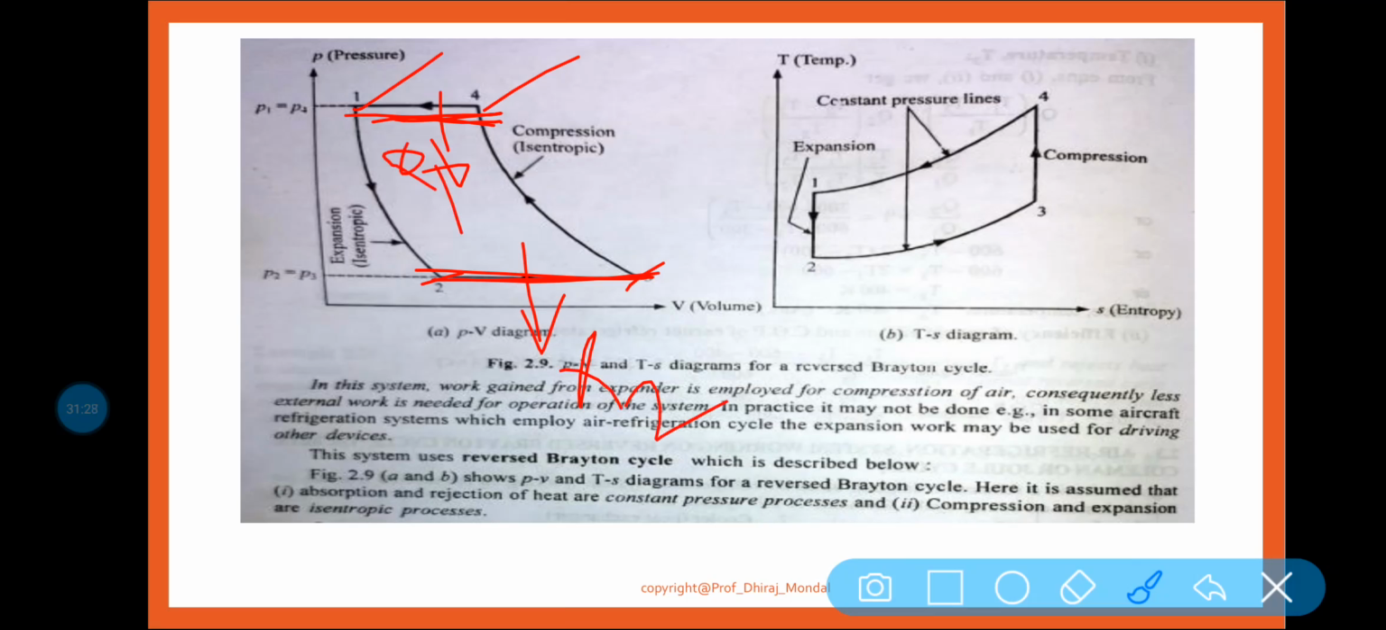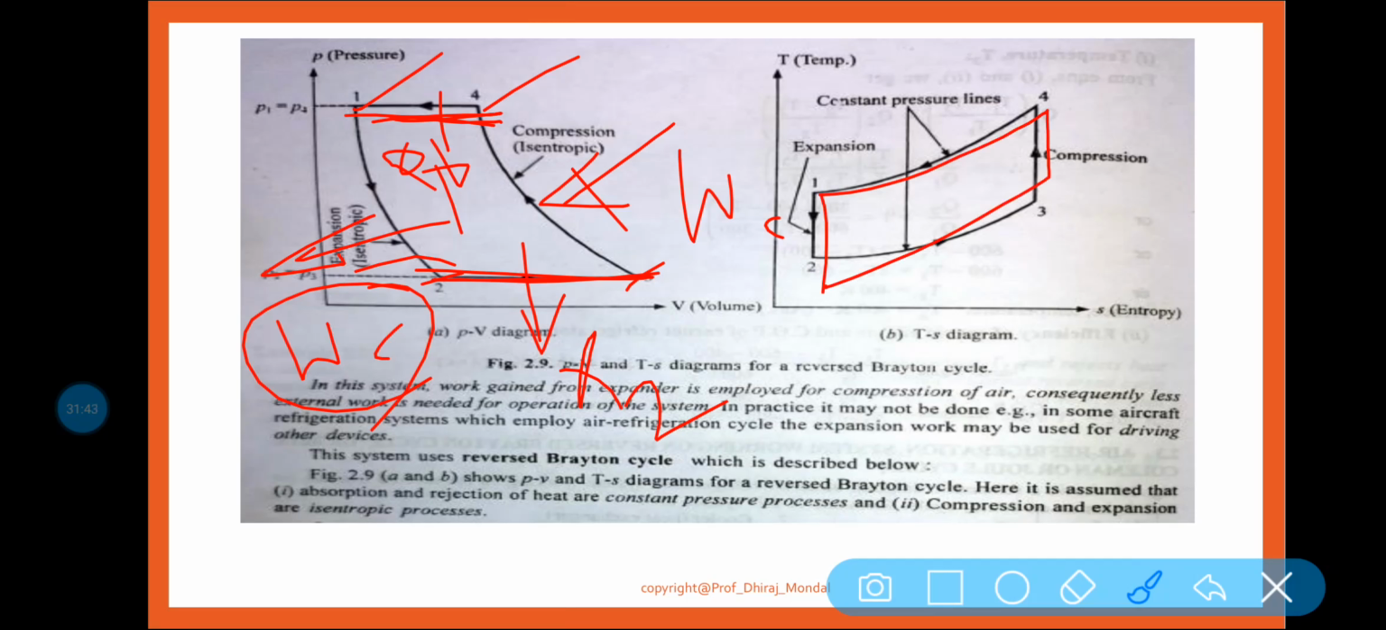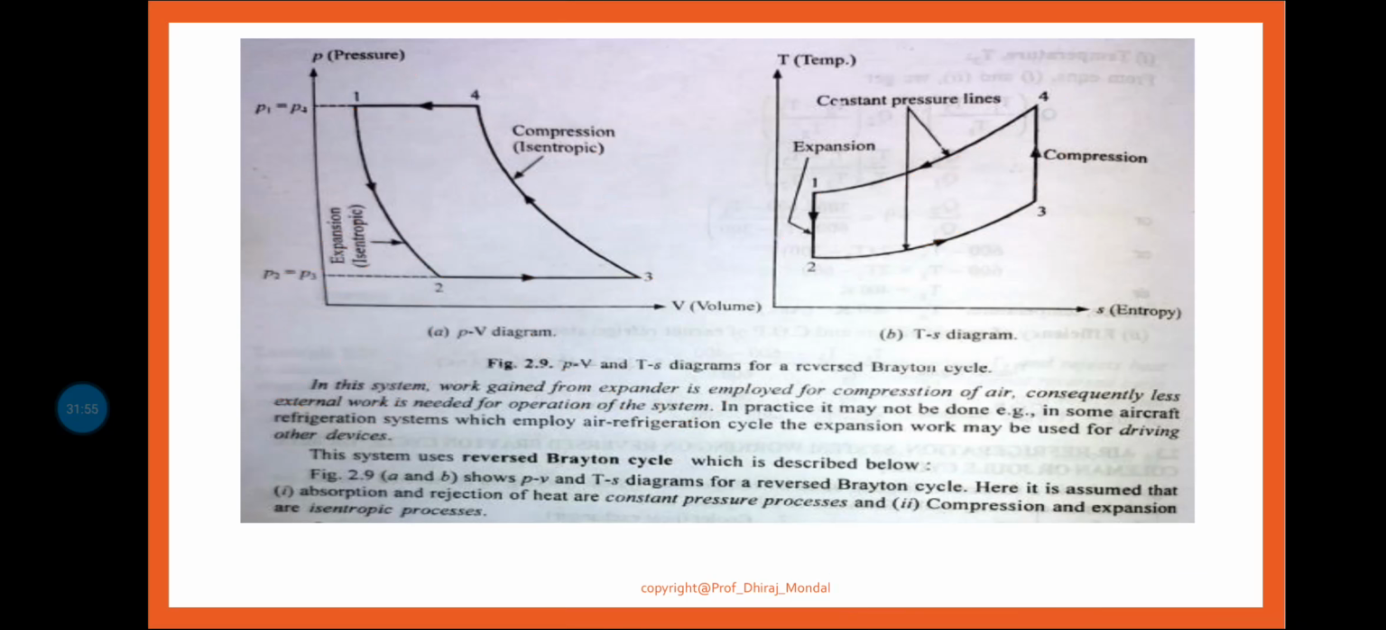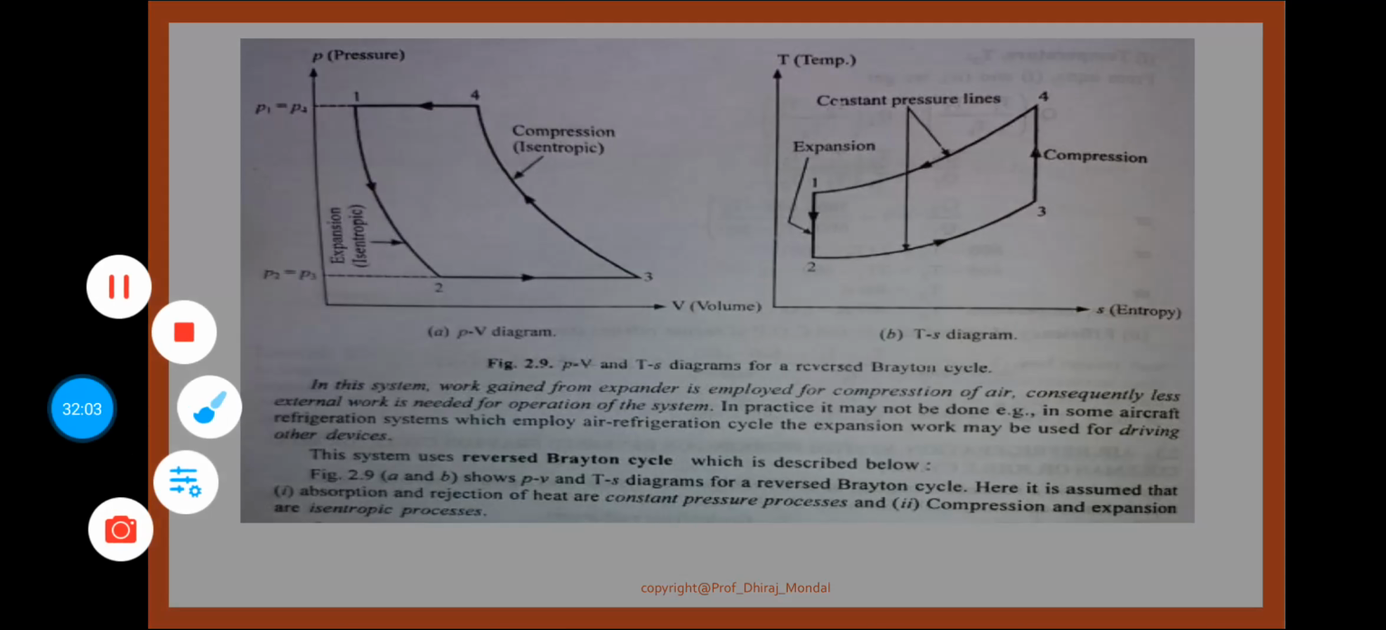Okay, and here basically the working fluid is compressed with the help of a compressor, and it is expanded with the help of a turbine or something else. And this is your TS diagram. 1 to 2 is your expansion, 2 to 3 is your constant pressure line, 3 to 4 is your compression, and 4 to 1 is again a constant pressure line. Okay, so this is all about the PV and TS diagram of the Brayton cycle.